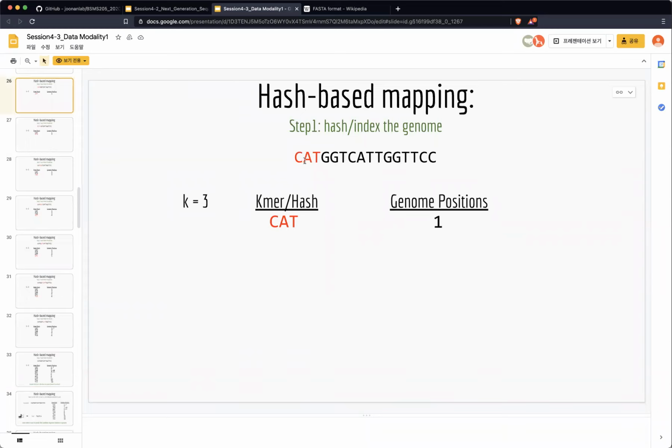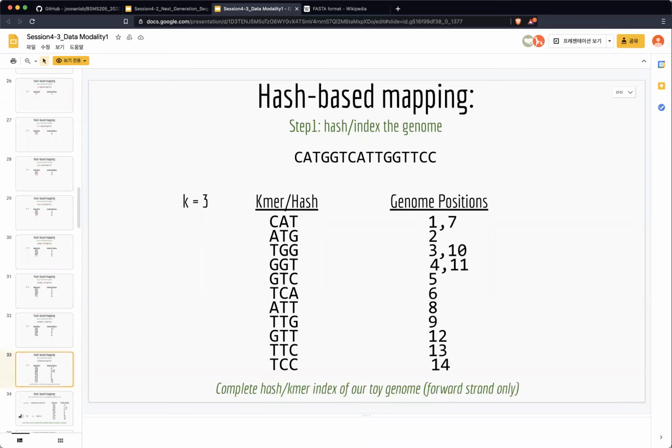So CAT is from the first position, and ATG from the second position, and TGG is from the third position, right? You put all of this information into an index. So CAT is from the first position and the seventh position, and TGG is from the third position and the 10th position. So why are we creating this index information for your mapping?